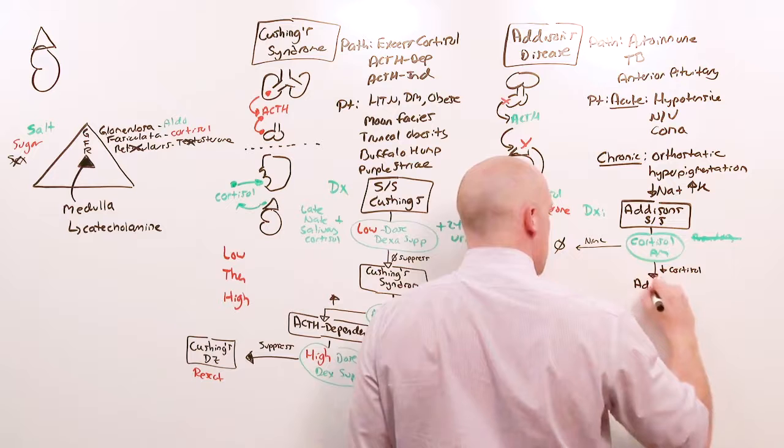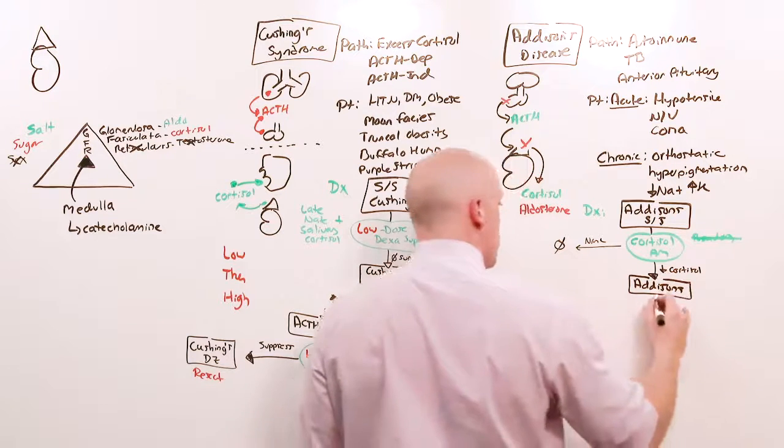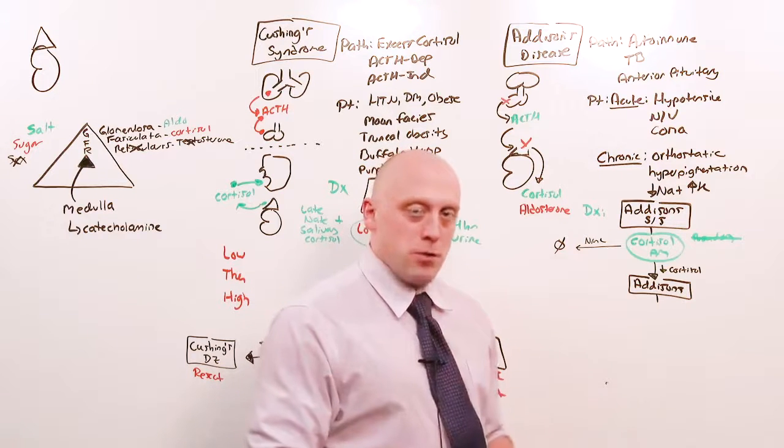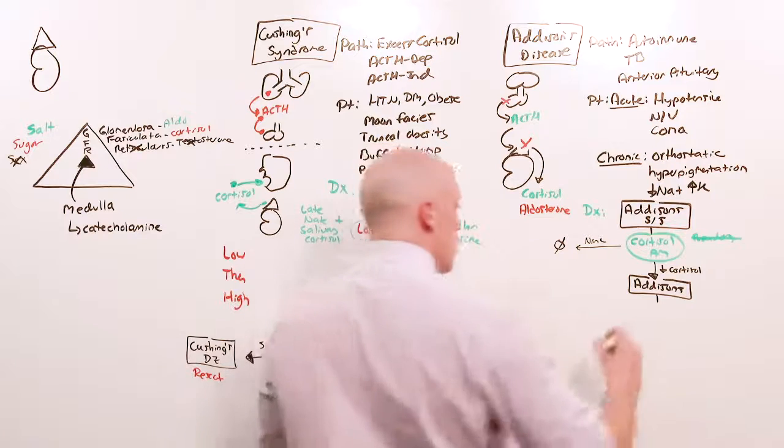So now you're thinking it's Addison's. You're getting excited. The confirmatory test is going to ask, is there a deficient pituitary or is it a deficient adrenal gland? And you do that with a cosyntropin stim test.